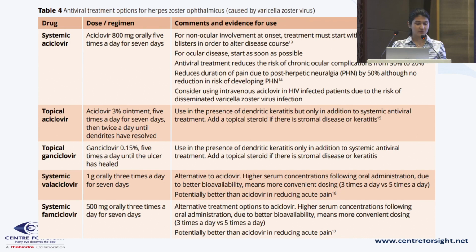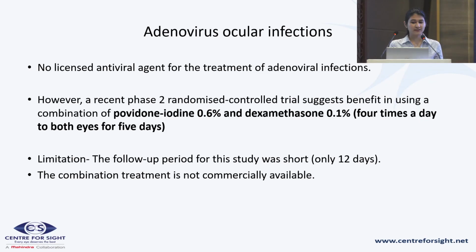Systemic valacyclovir is 1 gram orally TDS for 7 days. Systemic famciclovir 500 milligrams orally 3 times a day for 7 days. It is potentially better than acyclovir in reducing acute pain of herpes zoster. Adenoviral infection: there's no licensed antiviral against adenoviral infection. As per a few literature reports, there was an RCT of povidone iodine 0.6% with dexamethasone, but this was only a 12-day study, and it's not commercially available, so this is not exactly encouraged, and studies are required.